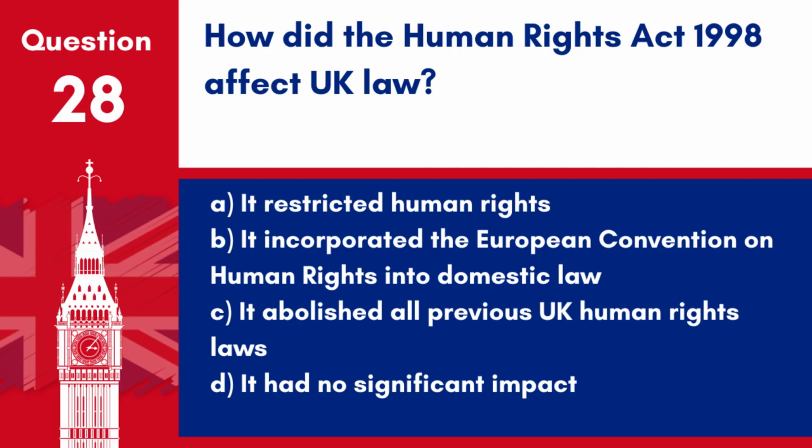Question 28. How did the Human Rights Act 1998 affect UK law? A. It restricted human rights. B. It incorporated the European Convention on Human Rights into domestic law. C. It abolished all previous UK human rights laws. D. It had no significant impact.